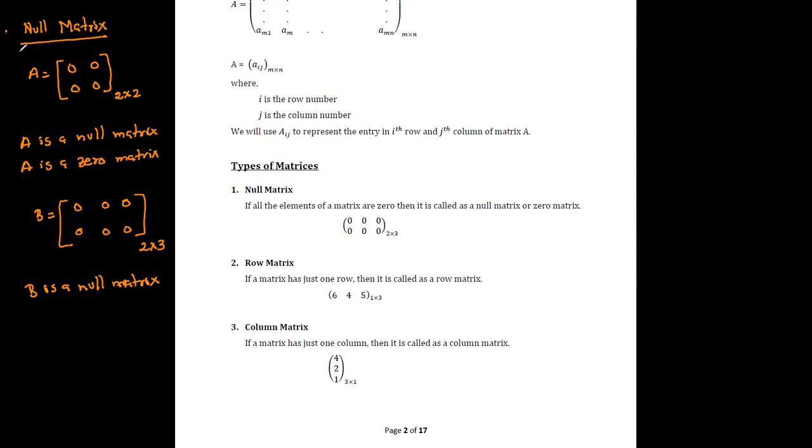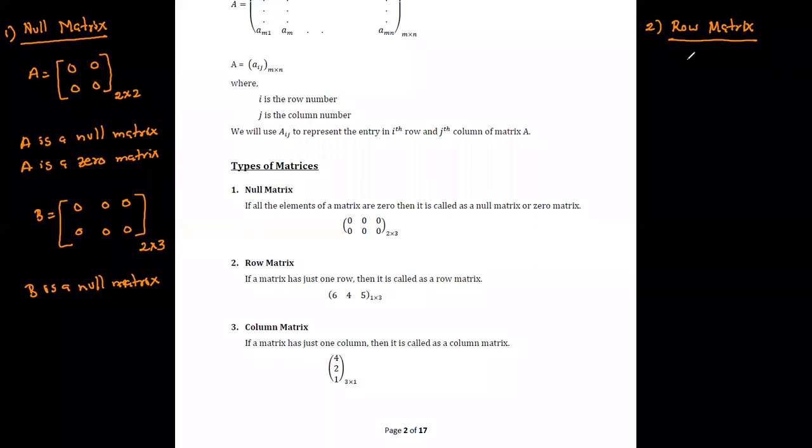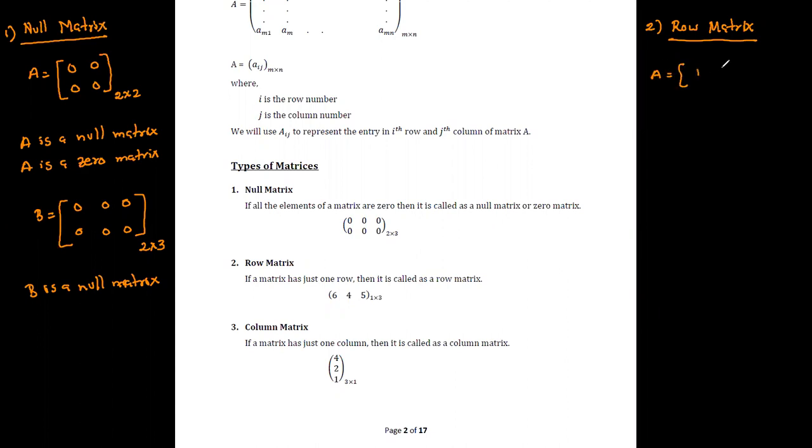The next type of matrix is the row matrix. If you can see just one row in a matrix, then such a matrix is said to be a row matrix. Suppose that A has only one row, having 1, 5, 2. Then you can see that there is only one row and there are several columns, so it is 1 by 3. Then we can say that A is a row matrix.